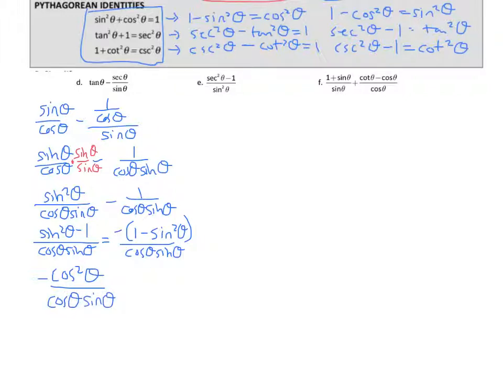And now I can cancel one of the cosines on the top with the cosine on the bottom. So the cosine theta on the bottom cancels, and I'm going to just cross off the squared because I'll be left with cosine theta on the top. So I end up with negative cosine theta over sine theta, which is equal to cotangent theta, negative cotangent theta.